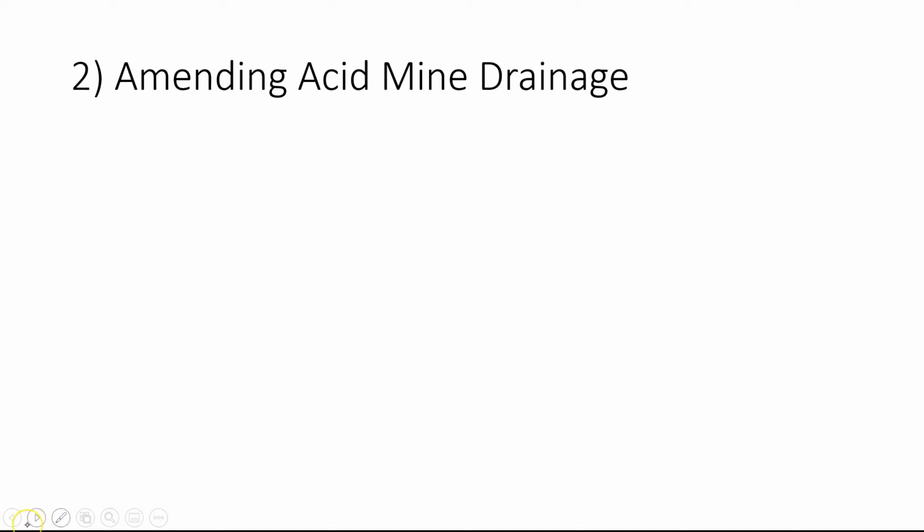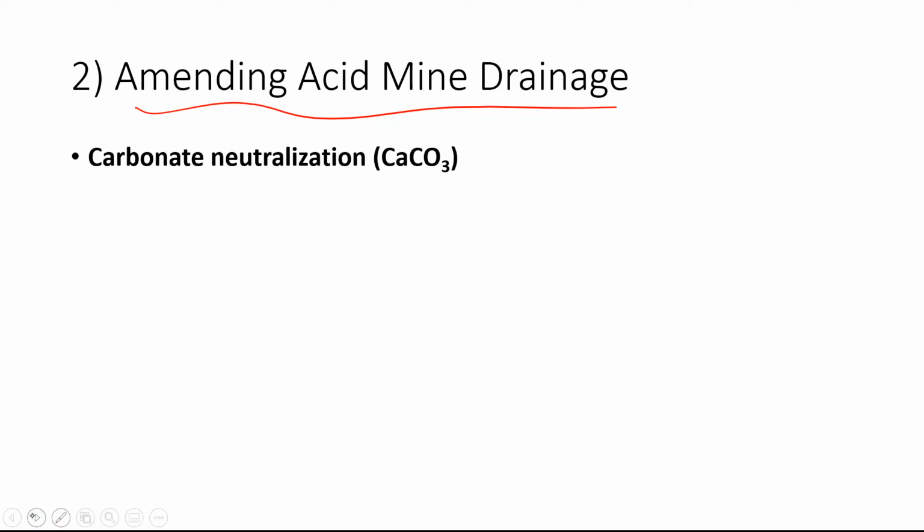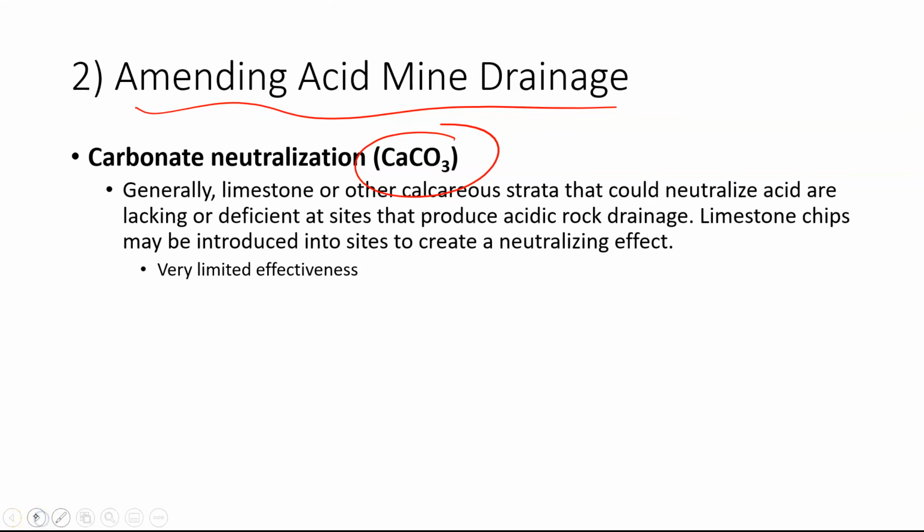All right. So after we replace the overburden, we then need to do something about this acid mine drainage. And there's a couple options. One is what's called carbonate neutralization using calcium carbonate, so limestone. And we did talk about that back in our carbon cycle unit. All right. Now, carbonate materials, calcium carbonate, are relatively good at neutralizing acids, right?